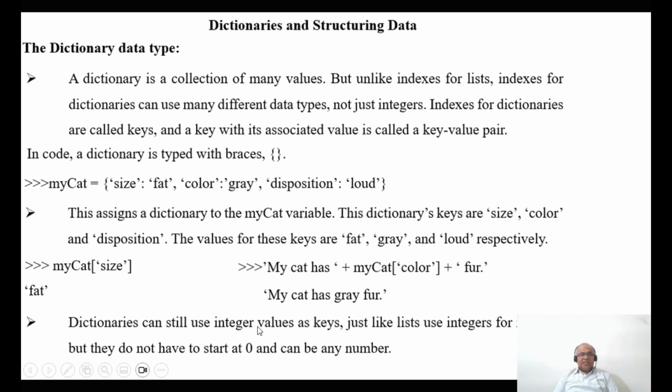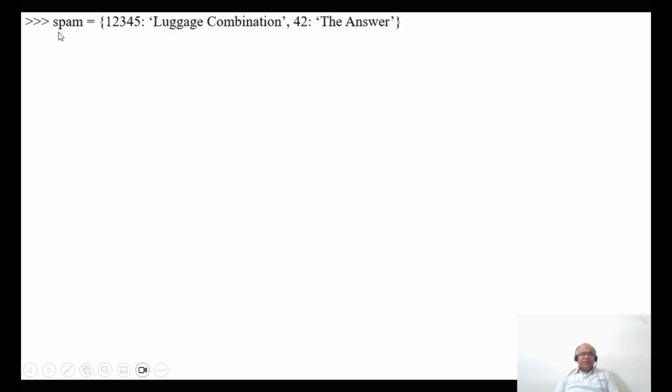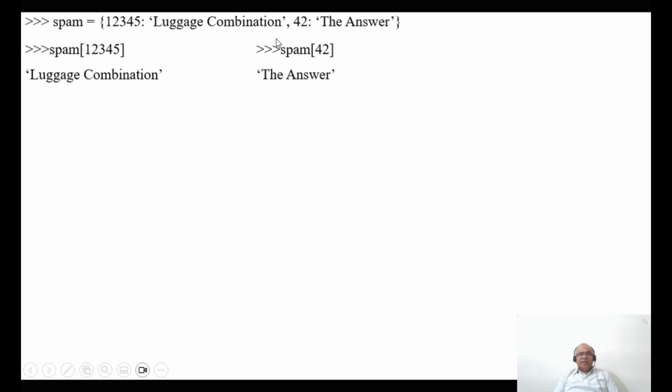Dictionaries can still use integer values as keys, just like lists use integers for indexes. But they do not have to start at 0 and can be any number. Suppose spam equals 12345 colon luggage combination, 42 colon the answer. If I use spam[12345], it gives the value of that key, which is luggage combination. Similarly, spam[42] will give the value of that key, the answer.